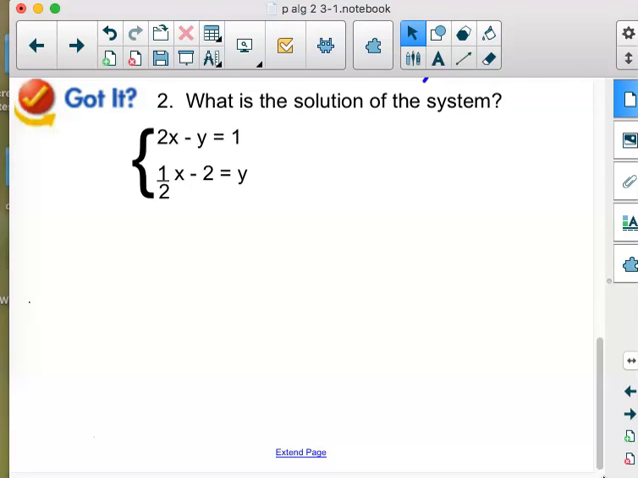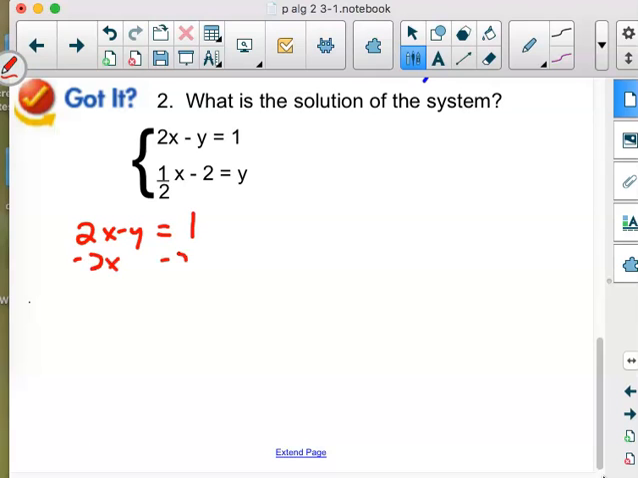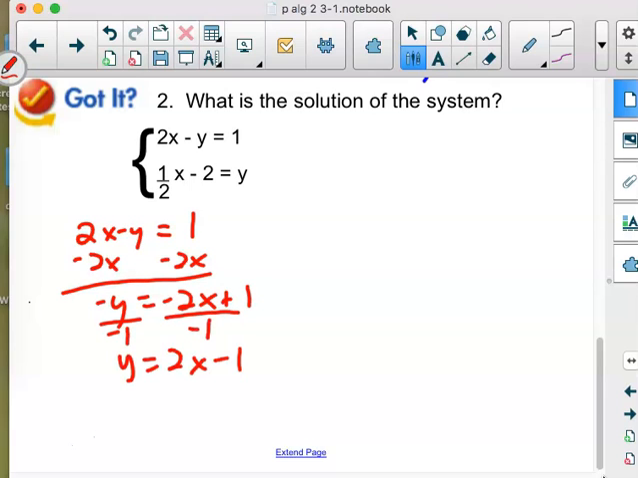Hopefully you've started your notes back up by now. And I'm going to make the top equation red. So we would subtract 2x from both sides. Negative y equals negative 2x plus 1. Divide everything by negative 1, and y will be 2x minus 1. Then I will make the bottom equation green. Well, this one is already y equals mx plus b. I'm just going to put the y first.